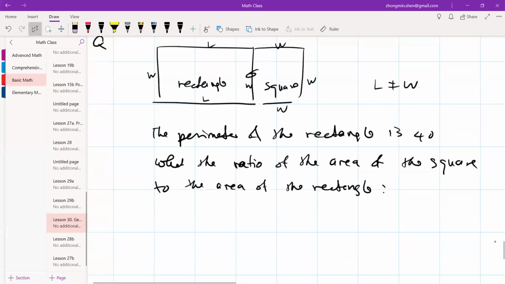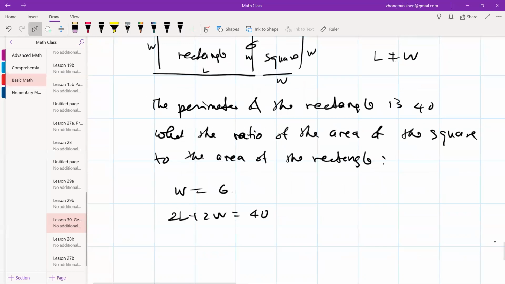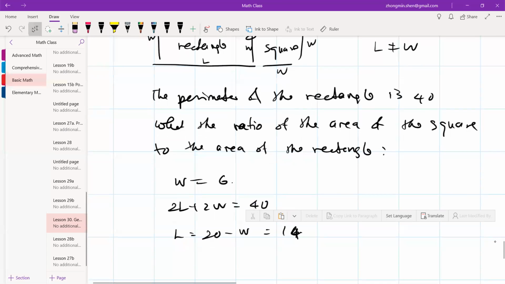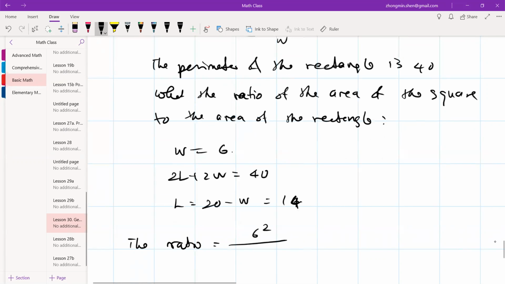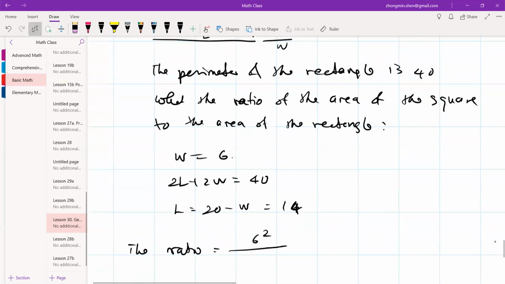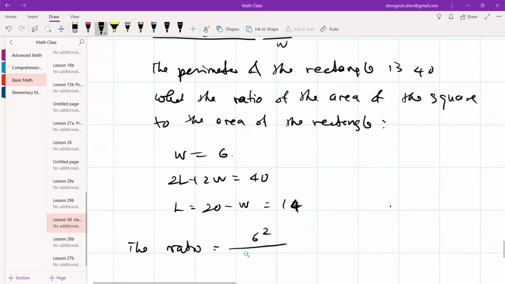The perimeter of the rectangle is 2L plus 2W, which is going to be 40, right? So then you find the L. L is going to be 20 minus W, which is 14. So L is 14, and W is 6. Then the ratio is going to be 6 squared divided by L times W. L times W is 6 times 14. So it's 36 over 6 times 14.